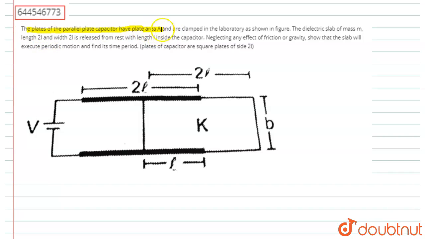Hi, in this question it is given that the plates of the parallel plate capacitor have a plate area A and are clamped in the laboratory as shown in the figure. The dielectric slab of mass m, length 12 and width 12, is released from rest with length L inside the capacitor. Neglecting any effect of friction or gravity, the slab will execute periodic motion. Find its time period.